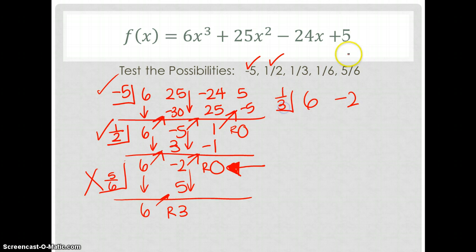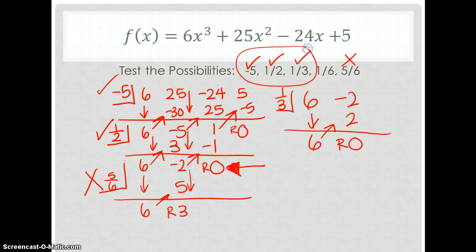Let's try 1/3. And you can use your graph to obviously make more educated guesses. I just wanted to show you what happens when you choose a root that doesn't work. Bring down the 6. Well, 6 times 1/3 is 2, and there's our remainder of 0. So 1/3 works. Once you get to 3 roots that worked, you're good to go. So the roots for this particular equation, where it crosses the x-axis, are -5, 1/2, and 1/3. So this is what we'll continue with. This is pretty much the end of section 3.